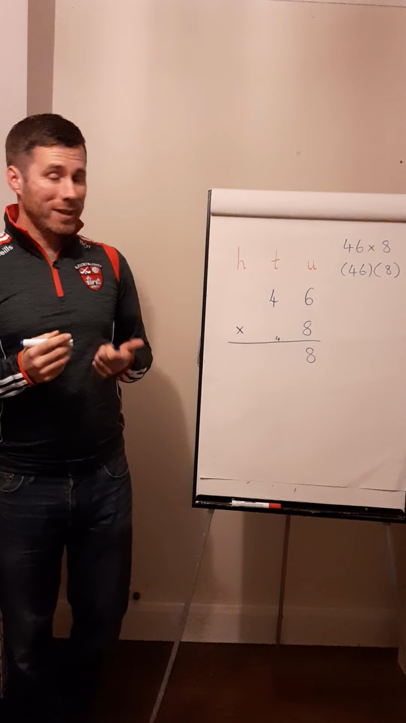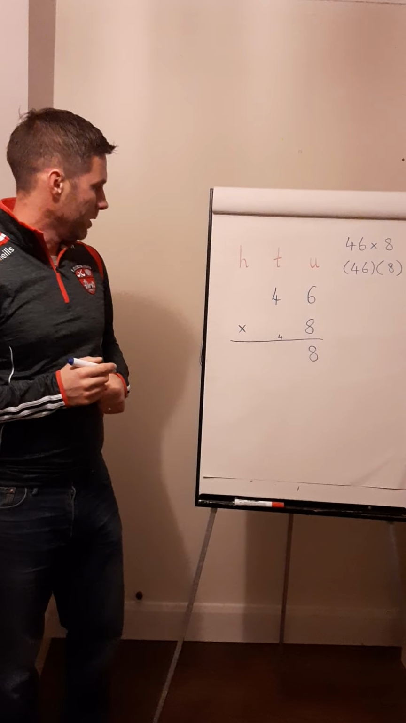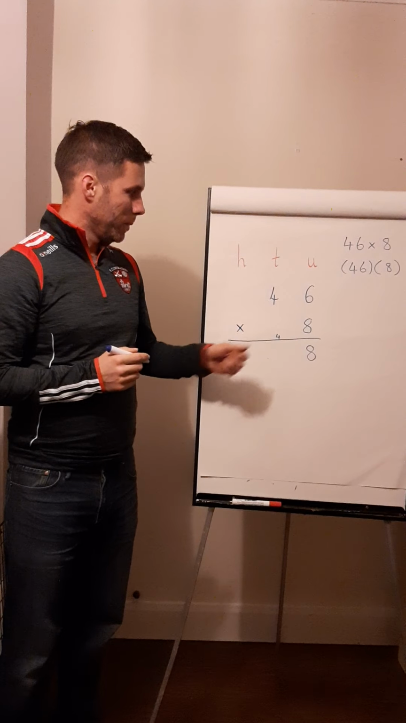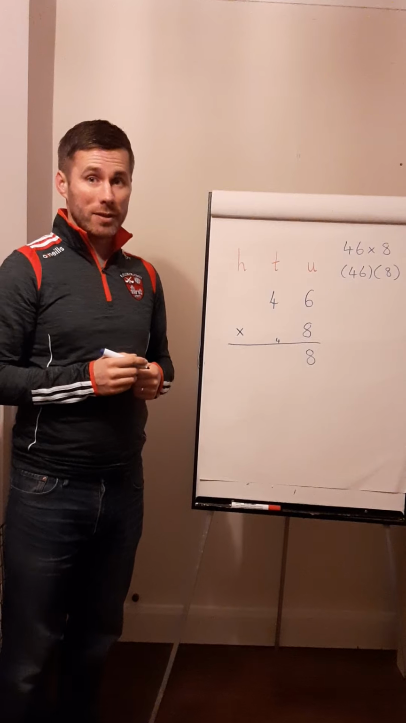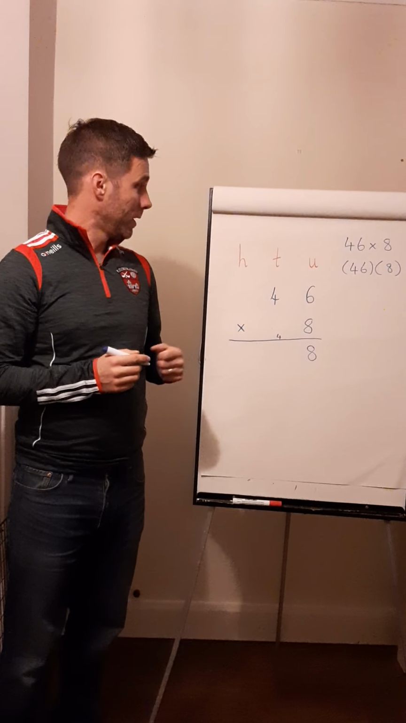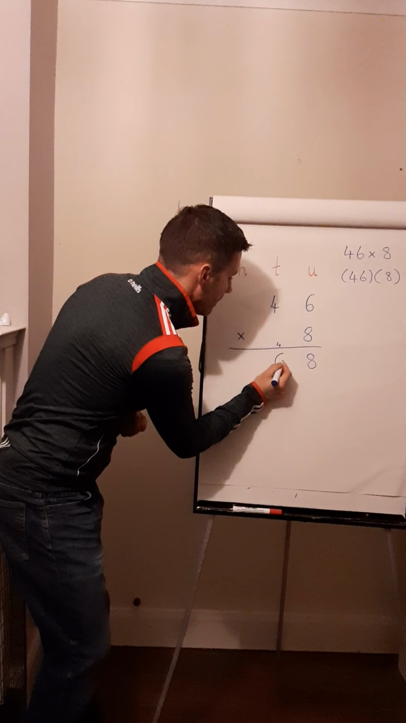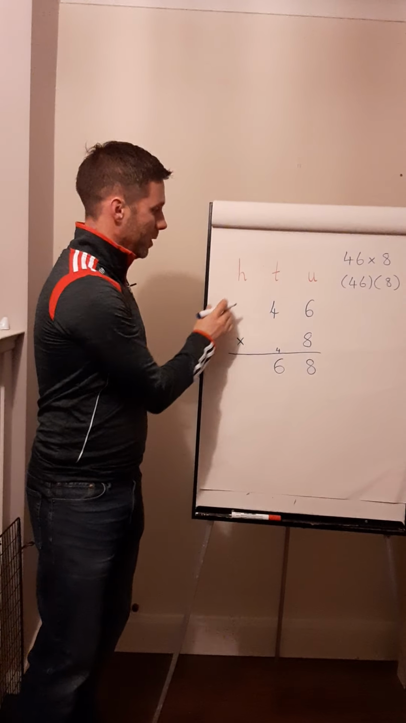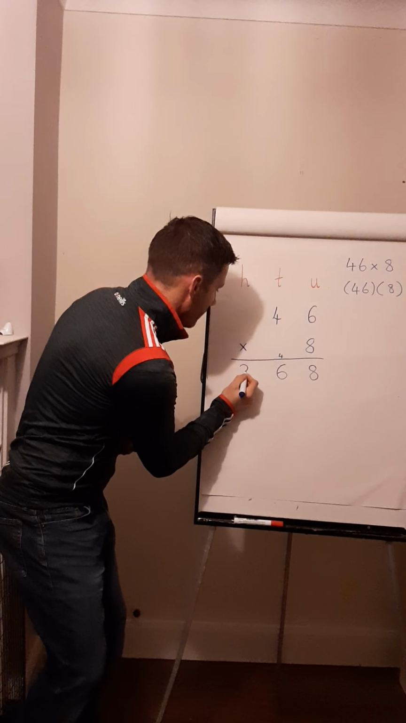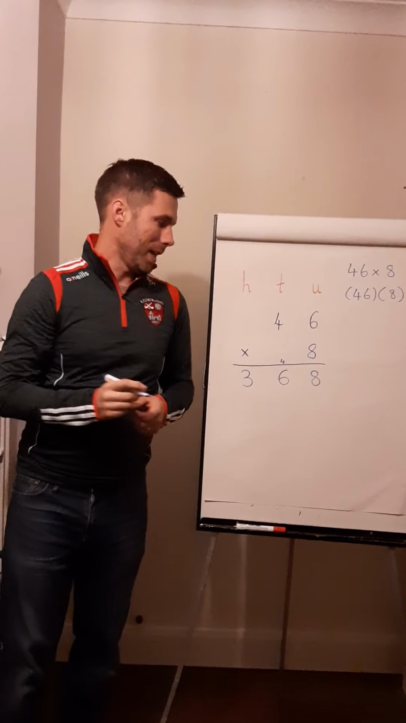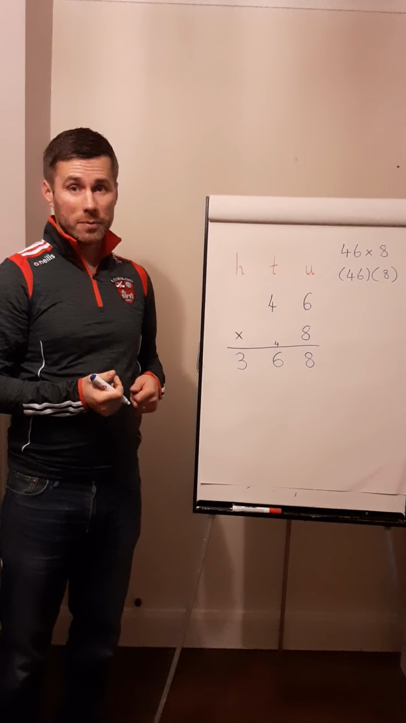So now we multiply our tens by our 8. 8 fours are 32, plus the 4 tens we carried over is 36 tens. 36 tens is the same as 306 tens. We can put our 6 tens down here in the tens answer column. And we've no hundreds to multiply, so that means we can put our 300s here in the hundreds answer column, giving us an answer of 368. This is also called the product.